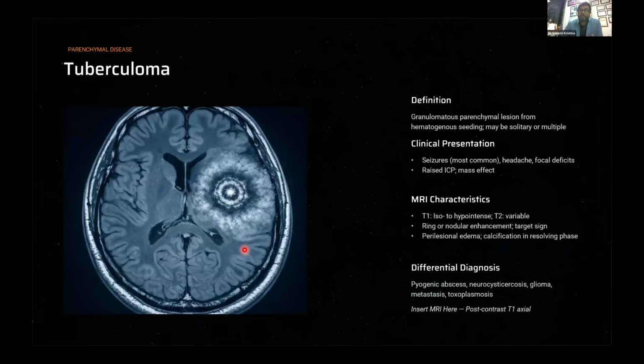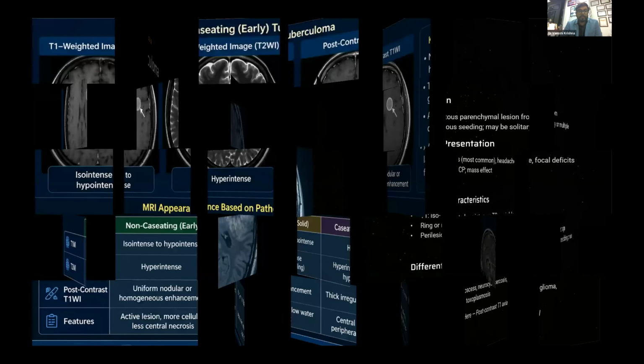So tuberculoma is a granulomatous lesion. You can see from meninges now it has moved into the parenchyma. The granulomatous parenchymal lesion forms from hematogenous seeding. It is usually solitary, but sometimes it may present as multiple also. Again, the clinical presentation, because it's a parenchymal involvement, will be seizures, headache, focal deficits, raised ICP and mass effect.